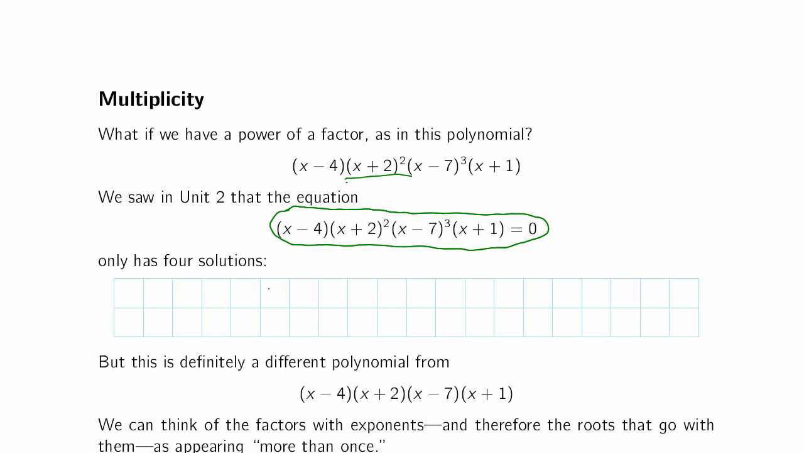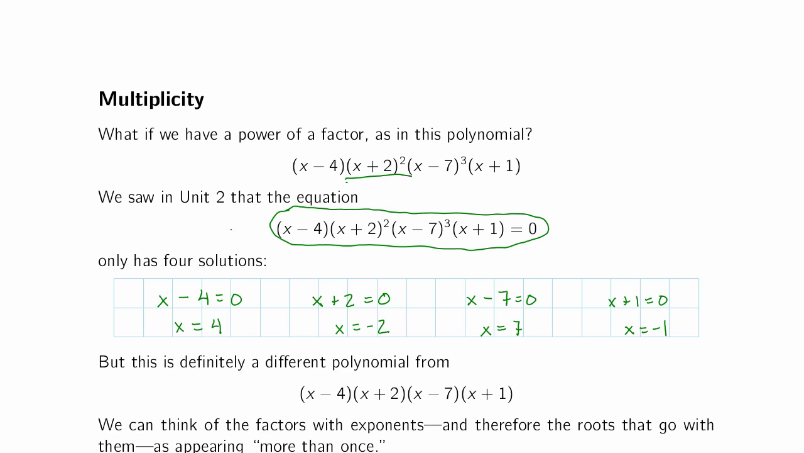4 solutions. It has a solution where x minus 4 is 0, so x equals 4. It has a solution where x plus 2 equals 0, so x equals negative 2. It has a solution where x minus 7 equals 0, so x equals 7. And it has a solution where x plus 1 equals 0, so x equals negative 1. But those are only 4 roots.